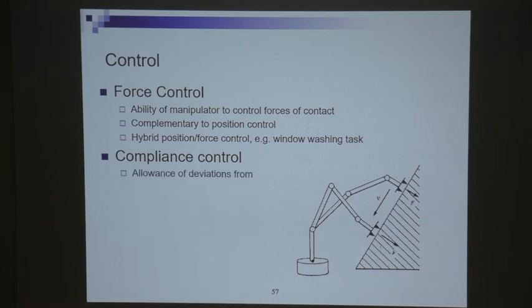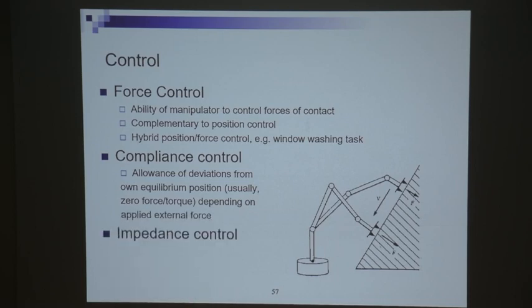There's also compliant control, which allows for deviation from its equilibrium position, usually depending on the applied external force. And there's also impedance control, which uses a force torque measurement.